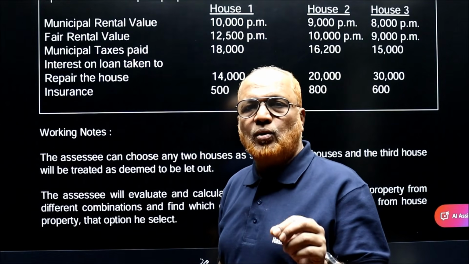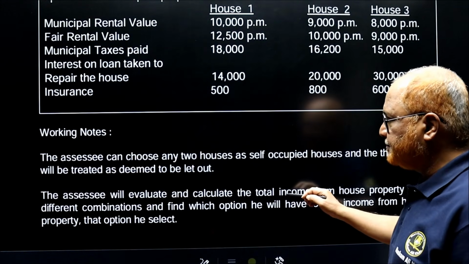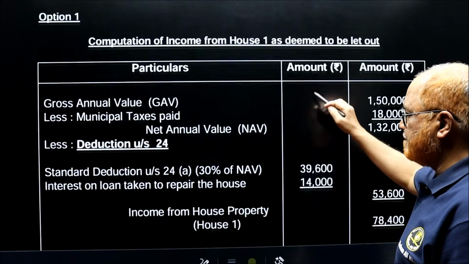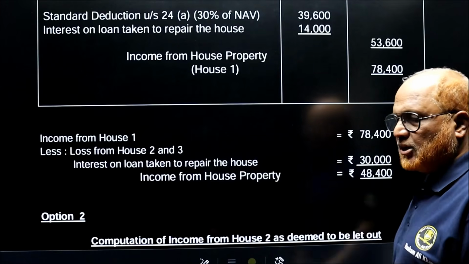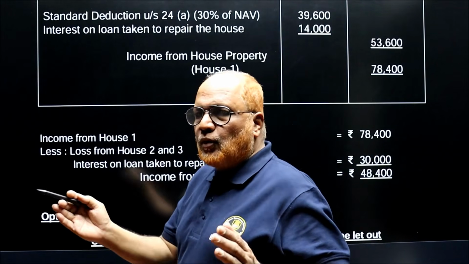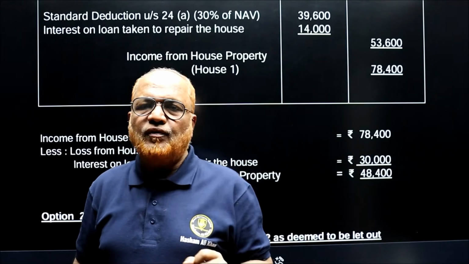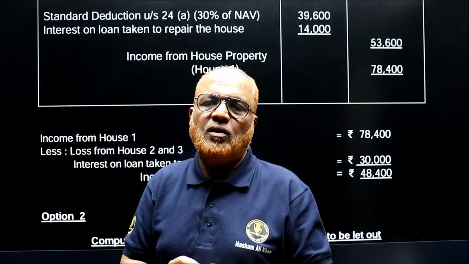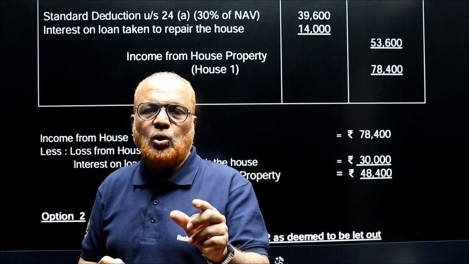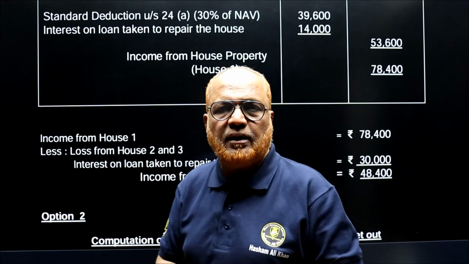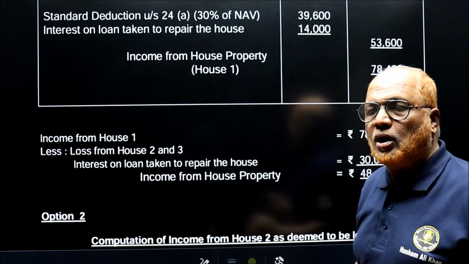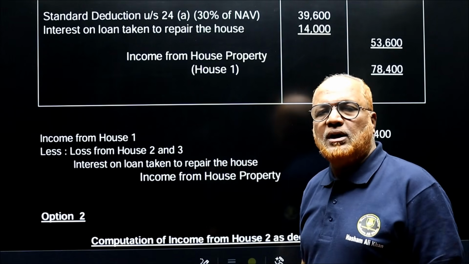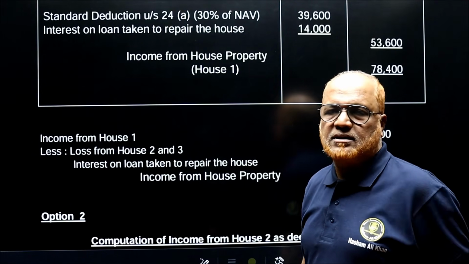Maximum deduction is given only for 30,000. It will not be given 50,000. Remember, 2 houses are there. If you combine the interest comes to 50,000. But Income Tax Act says the maximum limit of interest on loan taken to repair the house is 30,000 only. So combined 30,000, not more than 30,000. So 48,400 is the income from house property if option 1 is selected.